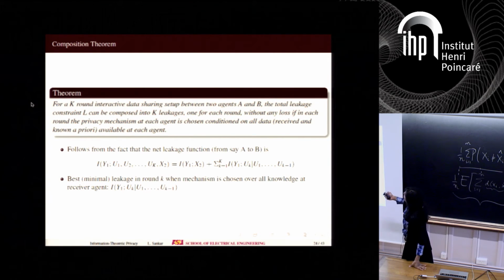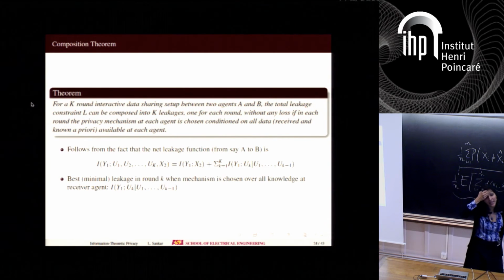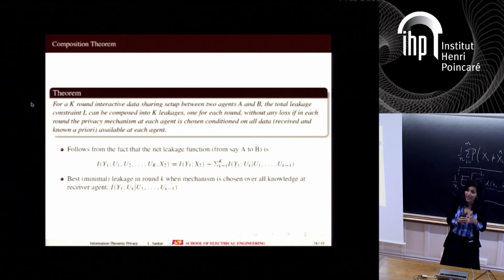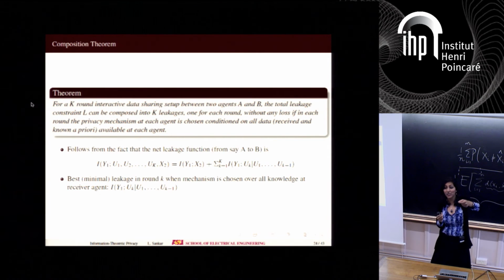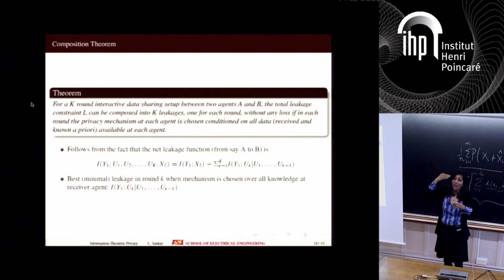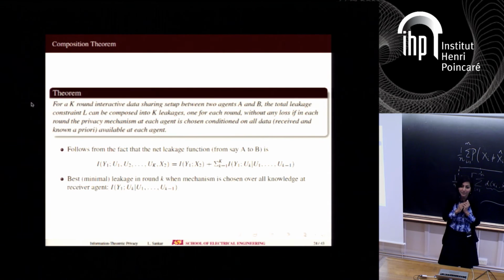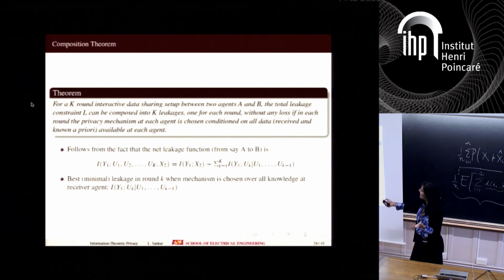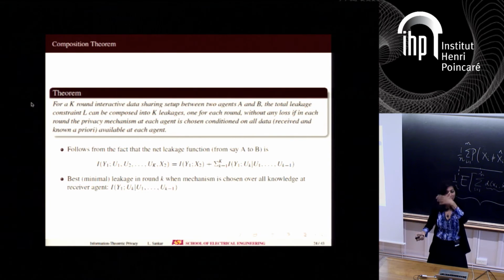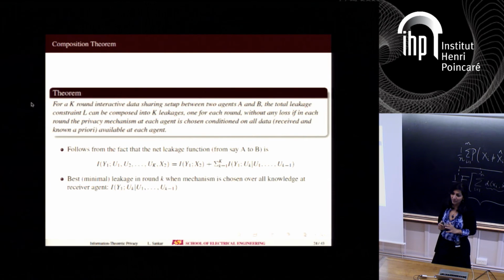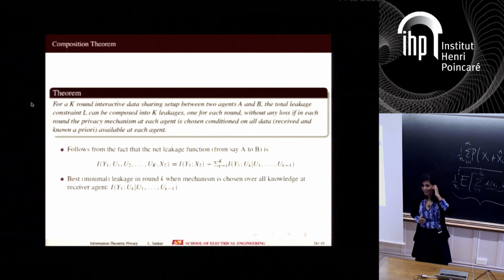Okay, so here's my composition theorem. Basically what I'm saying is that if you had K rounds and you had a total privacy budget, you do not lose anything as long as you design the mechanism in each round to be cognizant of all the data sharing that's happened before this round. So then the properties of mutual information, the chain rule, just falls in place. And what does this mean? It means you can do your optimization for the first round, then do your optimization for the second round, and so on and so forth.